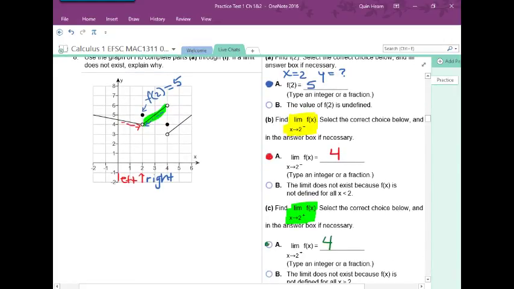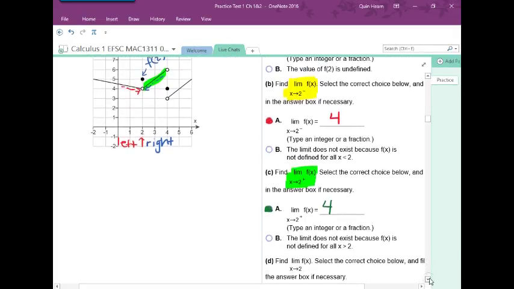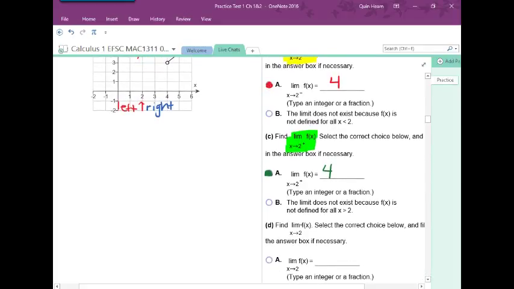These are called one-sided limits when we talk about the limit from the left or the limit from the right. But we also have the overall limit.